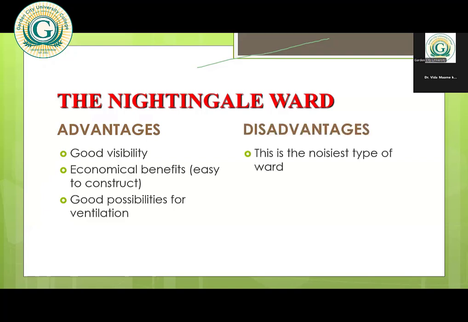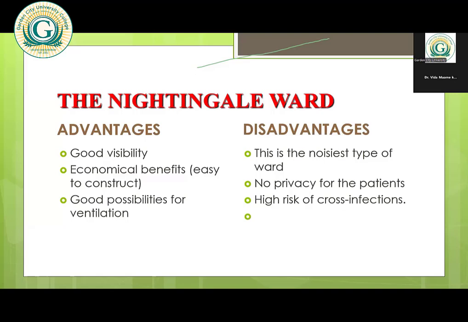Then these are the disadvantages. This is the noisiest type of ward. No privacy for the patients. Even though you can see everybody, there's no privacy, and in our kind of system, you need privacy. High risk of cross infection, as you have no privacy.